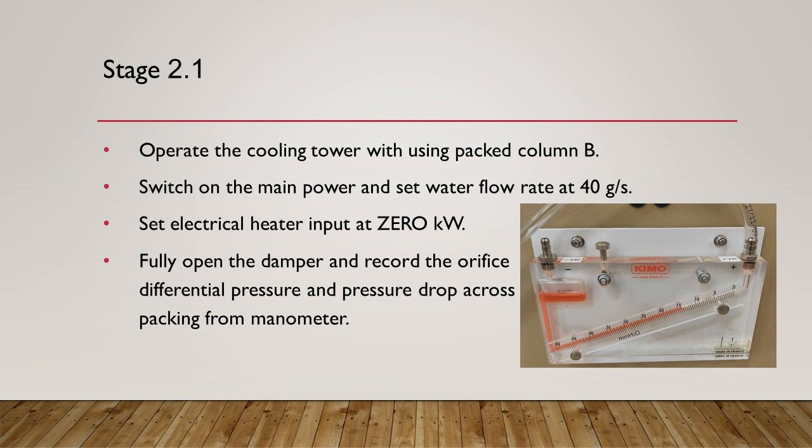Stage 2.1. We are now using packed column B to operate the cooling tower. Switch on the main power and set water flow rate at 40 gram per second. Set electrical heater input at 0 kilowatt. And fully open the damper. Record the orifice differential pressure and pressure drop across packing from manometer.